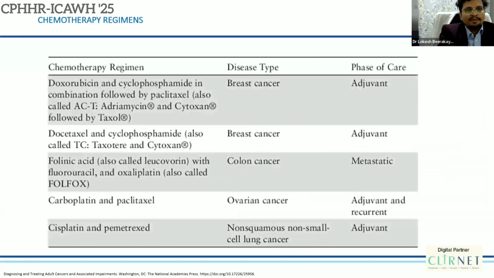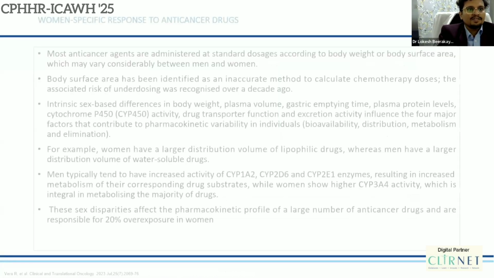So as we know, the chemotherapy regimens, which are already fixed and have been evolving since ages, we've got newer molecules as the previous speaker has discussed. So these are the older therapies using doxorubicin and cyclophosphamide in combination, followed by paclitaxel in breast cancer, and also folinic acid along with oxaliplatin in colon cancer, and also carboplatin along with paclitaxel in ovarian cancer, etc. These are all the chemotherapy regimens.